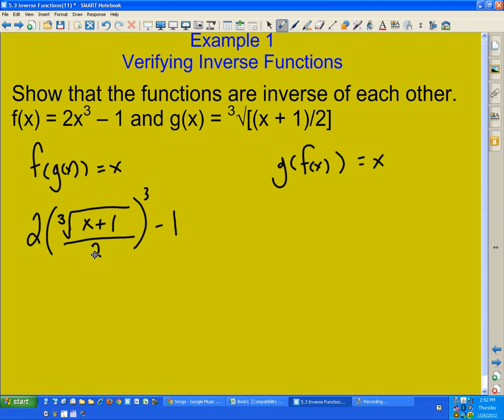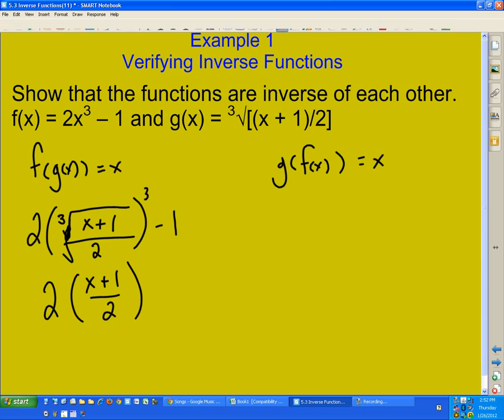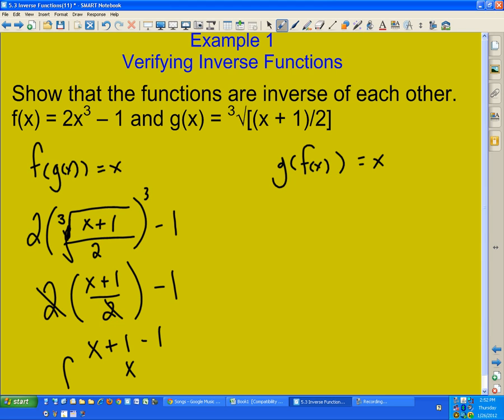Oh, the cube root is over the whole thing. Sorry, that's what I thought. Okay, so cubing this thing will lose the cube root, so I'm really left with 2 times x plus 1 over 2, minus 1. And so these 2's will cancel each other out, so I'm really left with x plus 1 minus 1, which means that f of g of x will equal x.